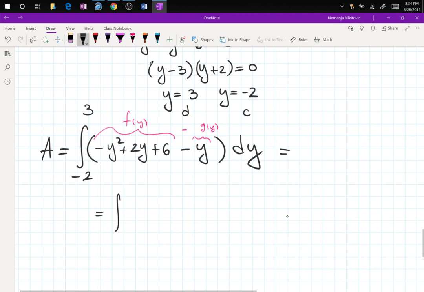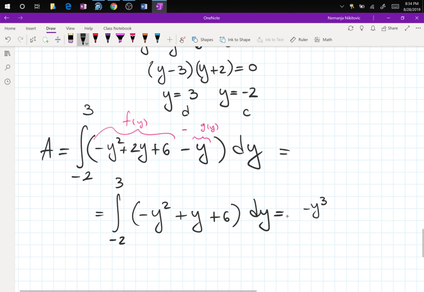All right, so now we simplify this. We can combine those y's. Negative y squared plus y plus 6 dy. And now we are ready to integrate. Negative y cubed over 3 plus y squared over 2 plus 6y from negative 2 to 3. Now I'm tempted to write equals a number, but let's solve at least one of these.